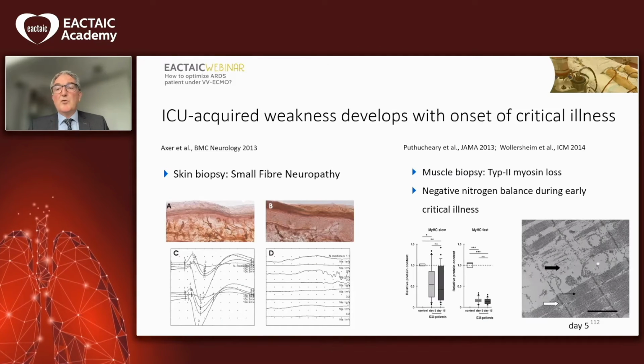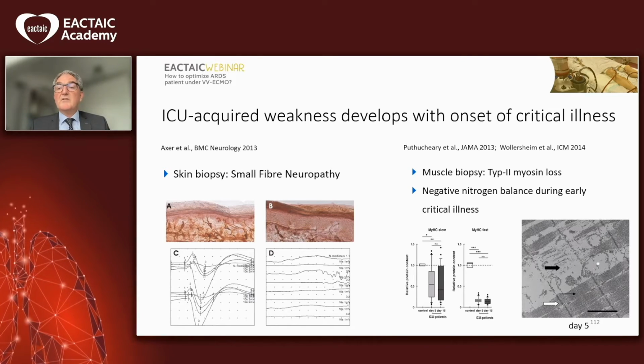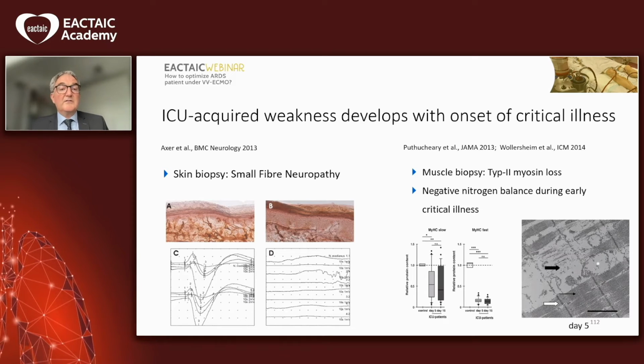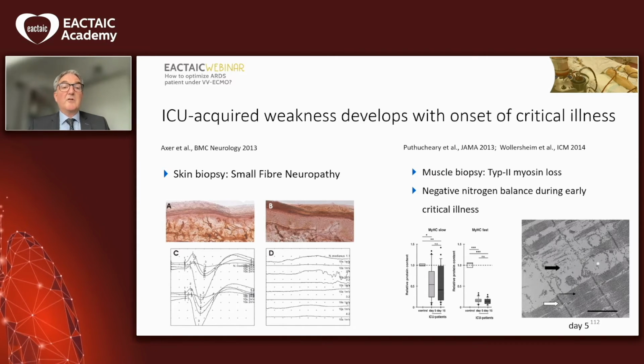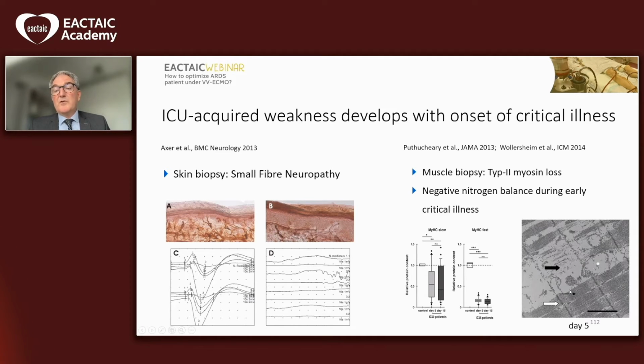What is really important to mention and to know: ICU-acquired weakness is not a matter of long-term critical illness. It's just the beginning, and the pathophysiology starts within the first days of critical illness. As you can see here on the left side, this is the nerve in healthy patients. This is a skin biopsy, and you see the small fiber nerves in the skin. Only a few days after onset of critical illness, these nerves degenerate.